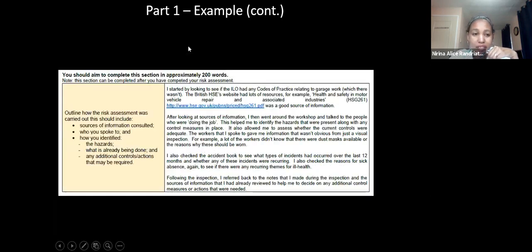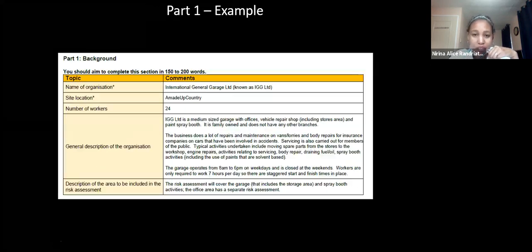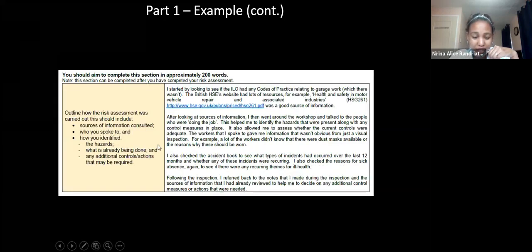Okay, so continuation. This one is the completed part. This is the methodology, how you completed the risk assessment. So here we will be talking about sources of information, who did you talk to, and so on. So I won't spend too much time on this one. You have the sample with you, so take a look at it.